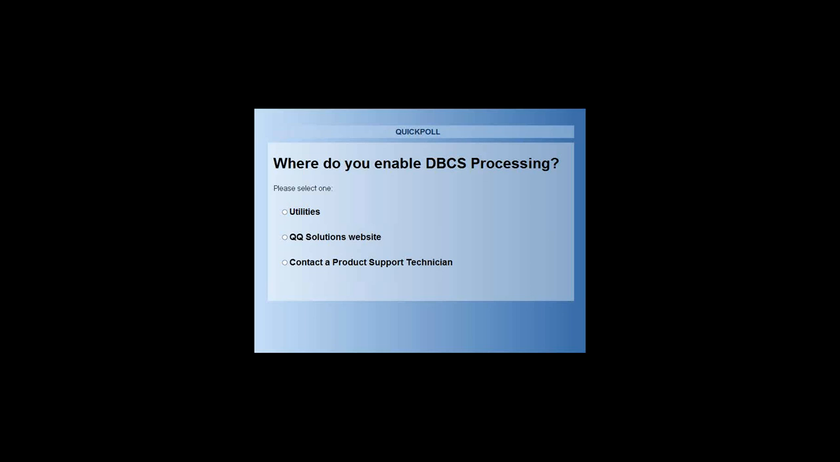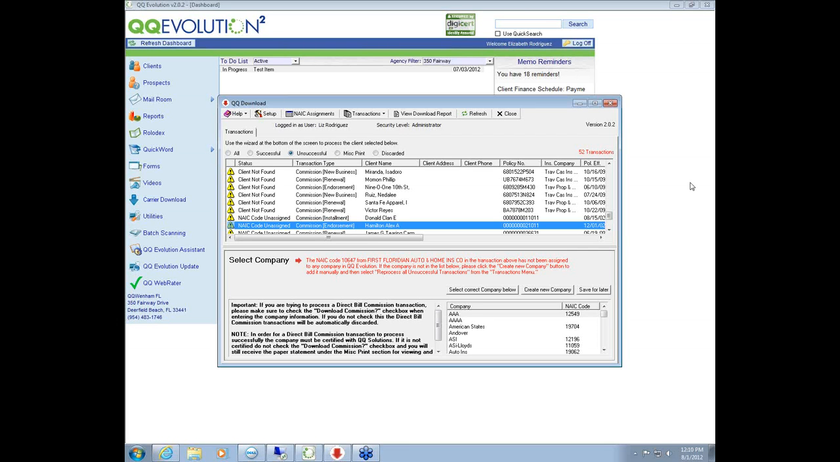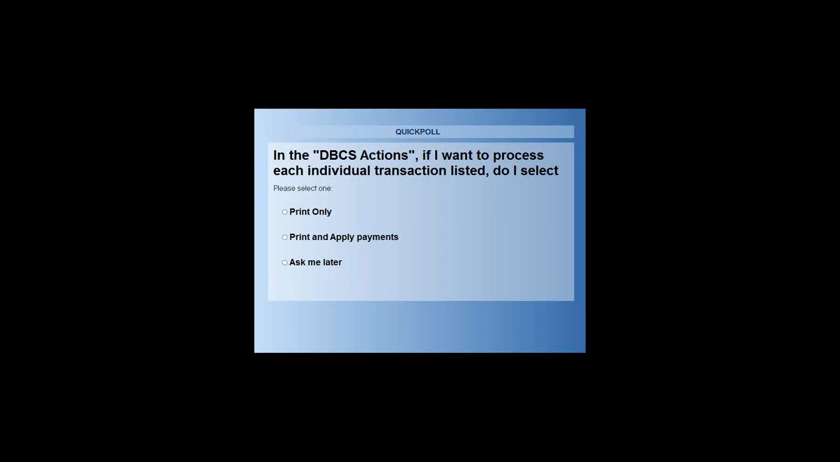Our next question, let's close that. Our next question is, in direct bill commission statement actions, if you want to process each individual transaction listed, what do you do? Do you print only, print and apply payments, or ask me later? Go ahead and put in your answer.